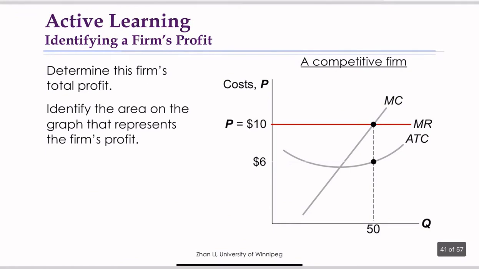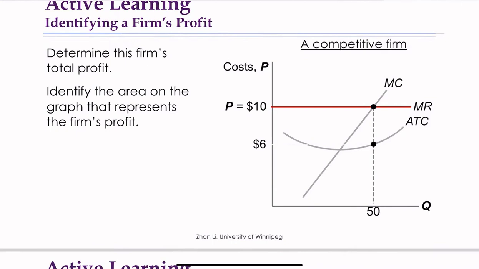Okay, now let's look at this very simple question. Determine this firm's total profit and identify the area on the graph that represents the firm's profit. So this should be easy, right? Because profit is P minus ATC times Q. What is P here? It's 10. And average total cost at quantity of 50 is 6. And quantity is 50. So this is 200.